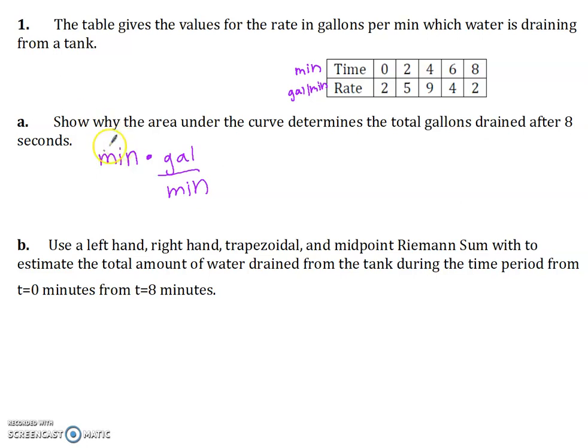The minutes are going to cancel. So minutes divided by minutes will just cancel and leave us with gallons. So that's why when we find the area, our answer shows us how many gallons have been drained.